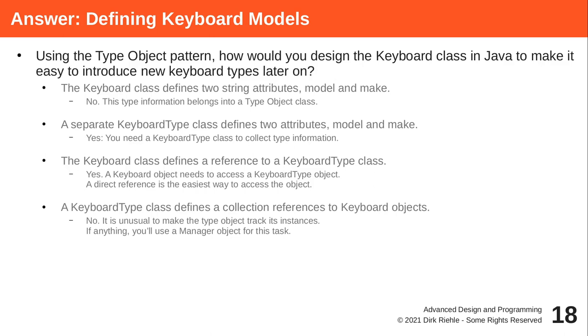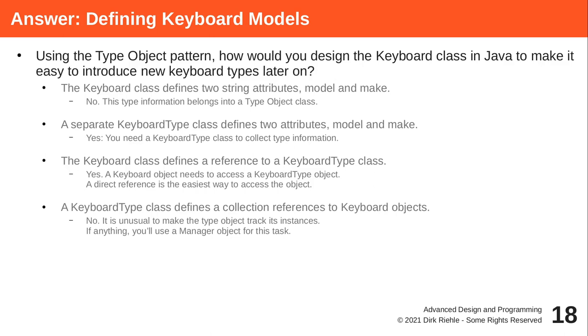The model and make attribute belong to the keyboard type class. Conceivably, it's more elaborate than just two strings, but it's clearly type-level information, so it does not belong into the keyboard class. It belongs into the type object class called keyboard type here. So if the model is Cherry, then that string belongs to the keyboard type class, so that its instances would be Cherry keyboards. Of which then again there can be many instances with different serial numbers for the different specific physical keyboards that are sold to customers.